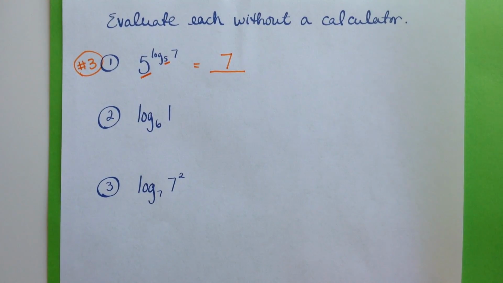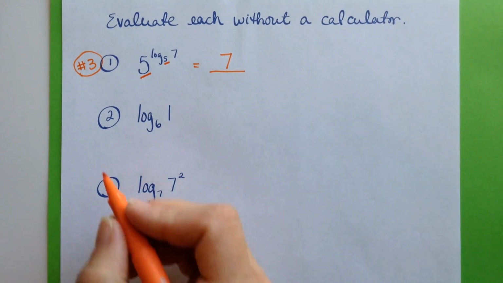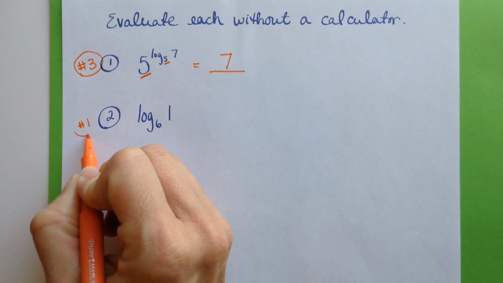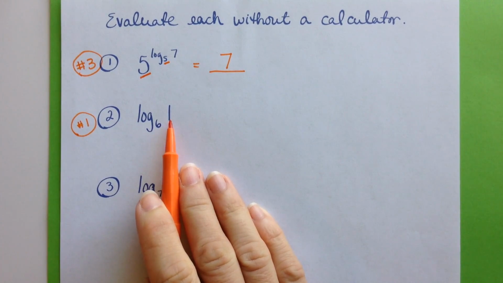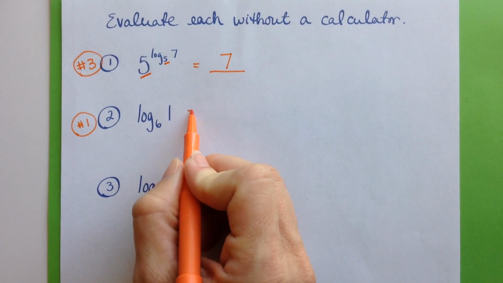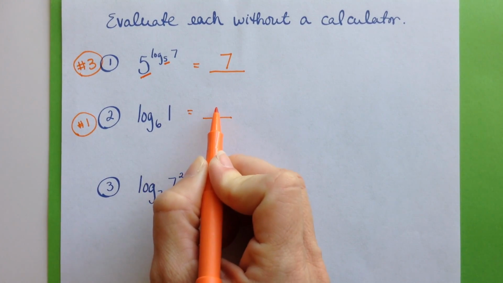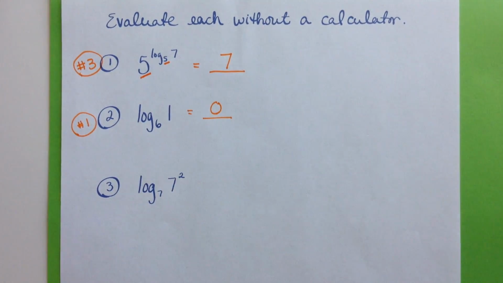Okay, number 2 actually fits the first property, and the thing about the first property is having a positive 1 as your argument. If you have a positive 1 as your argument, your answer is going to be 0 every single time.